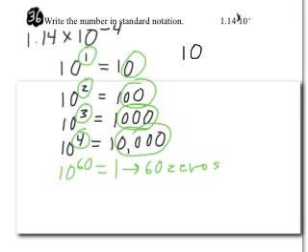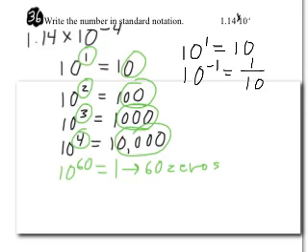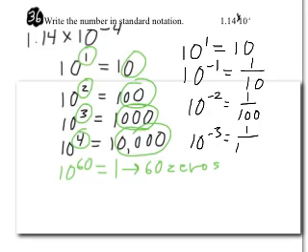So starting out again, 10 to the 1 power is 10. But what about 10 to the negative 1 power? Well, that's just 1 over 10. Just like our rules for exponents, 10 to the negative 1 would be 1 over 10. So 10 to the negative 2 would be 1 over 100. 10 to the negative 3 would be 1 over 1,000. But if we wrote these in decimals, this would be 0.1, this would be 0.01, this would be 0.001, and so on.